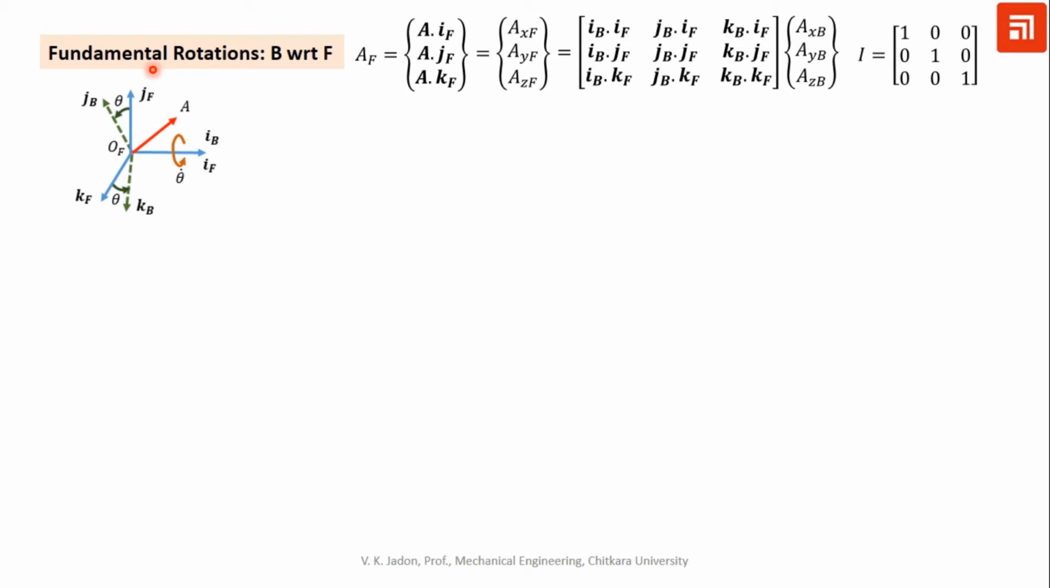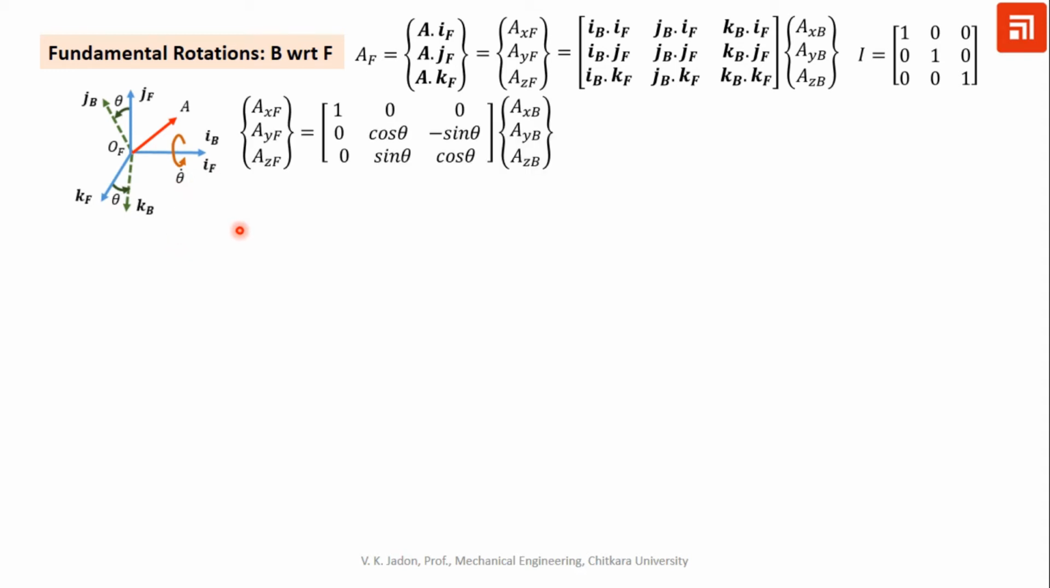Now let us discuss fundamental rotation. Fundamental rotations are rotations about the x-axis, y-axis or z-axis separately. And in this particular case, if we take this fundamental rotation about x-axis, we can use this equation for all types of rotation. Simply you have to see this is I dot IF, means we are taking the dot product of IF and IB. So it is 0, so the angle is 0, and that is why it is 1.